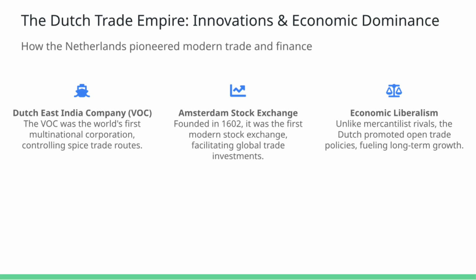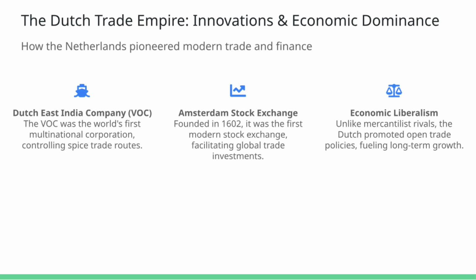And here's the key difference between the Dutch and their rivals: economic liberalism. Unlike mercantilist nations that tried to hoard wealth through heavy restrictions, the Dutch believed in open trade policies. This fostered long-term economic growth, while others were stuck in outdated models. So what's the takeaway? While Spain's wealth was built on quick gains that led to collapse, the Dutch built a sustainable trade empire, one that influenced how modern economies function today.